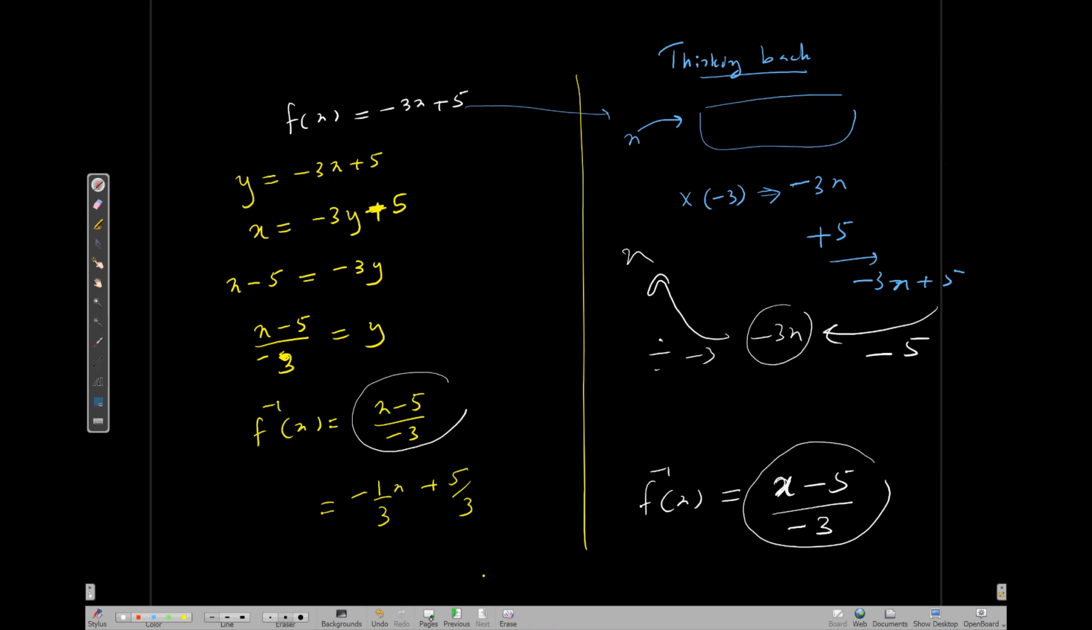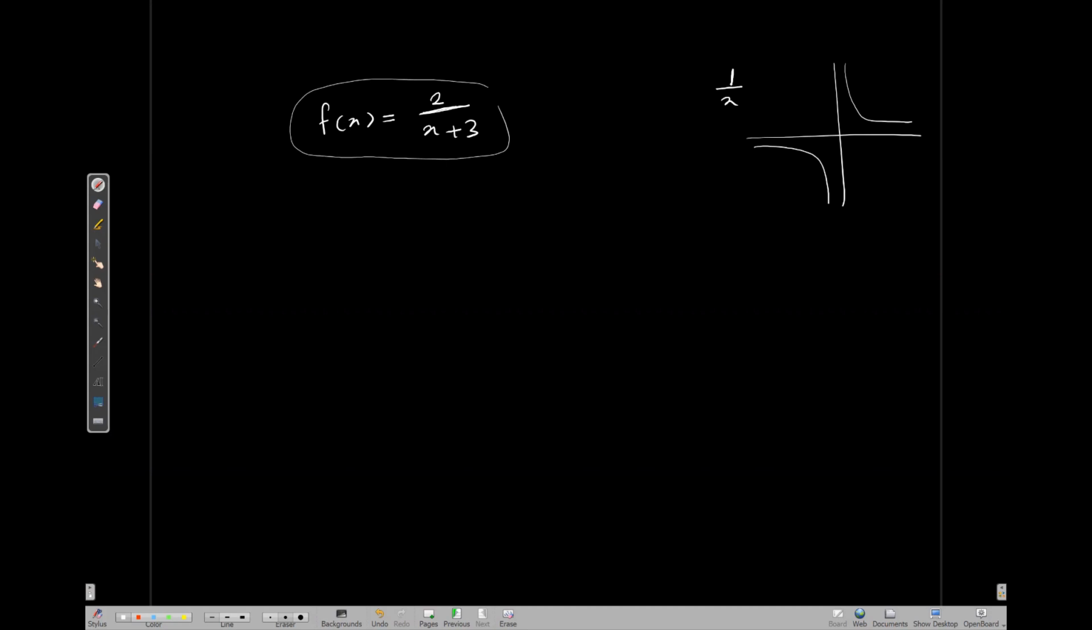Let's do one more example. How about this? Now this function, 2 over x plus 3. Actually, this function is a little challenging because it's not linear. You know how the graph of this looks, it's a reciprocal function, and using that you can actually draw this one if you want.